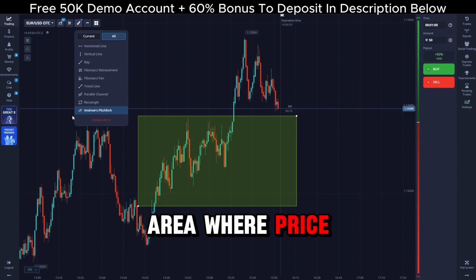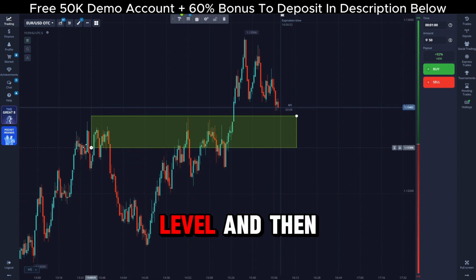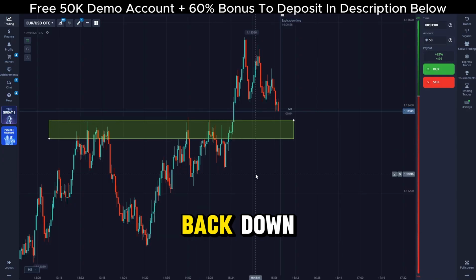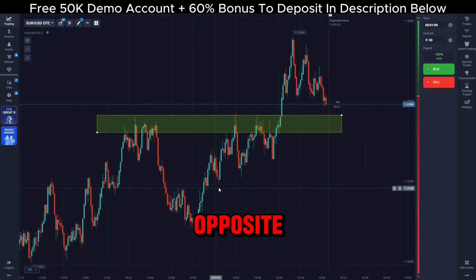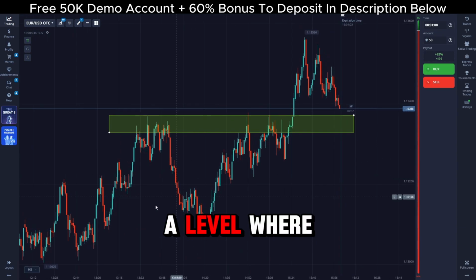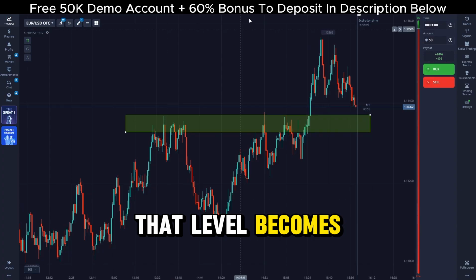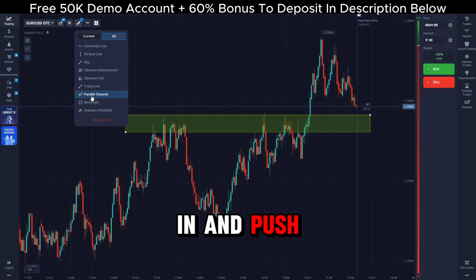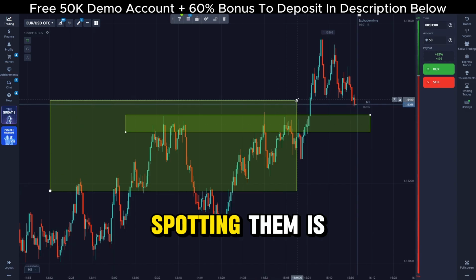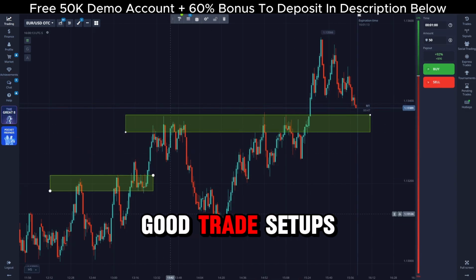Resistance is an area where price was going up, hit a certain level, and then got rejected. That's where sellers step in and push the price back down. Support is the opposite. It's when price breaks out to the upside, then pulls back down and finds a level where it holds. That level becomes support, where buyers step in and push price back up. These key areas are where price tends to bounce, so spotting them is crucial for finding good trade setups.